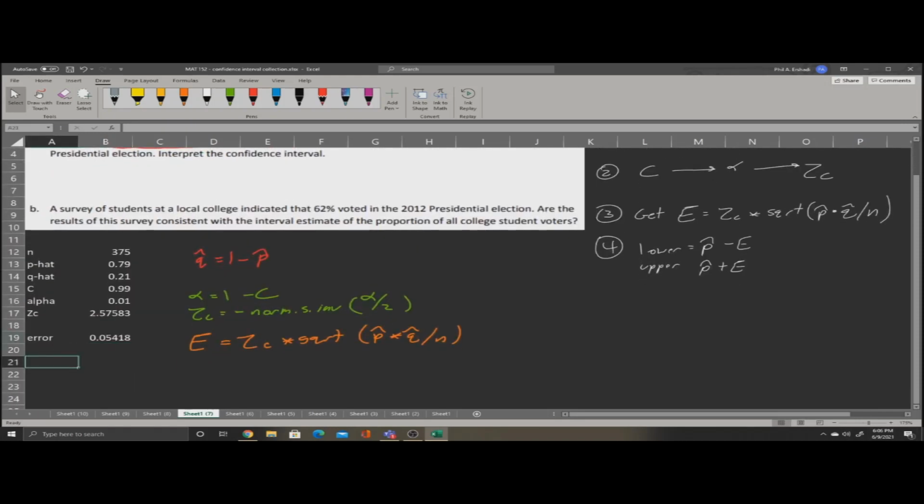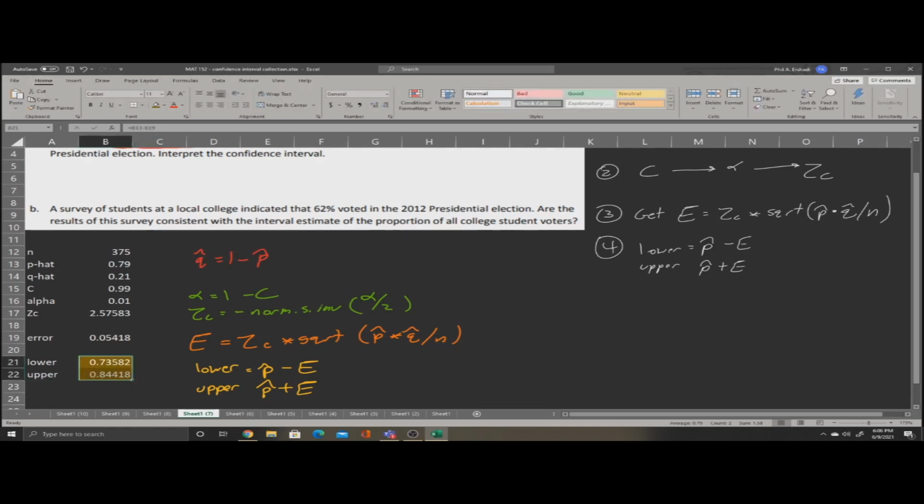Now our lower boundary will be p hat minus the error. And our upper boundary will be p hat plus the error. So here we'll say equals p hat subtract error. And for our upper boundary, equals p hat plus error. These two numbers will be our confidence interval.